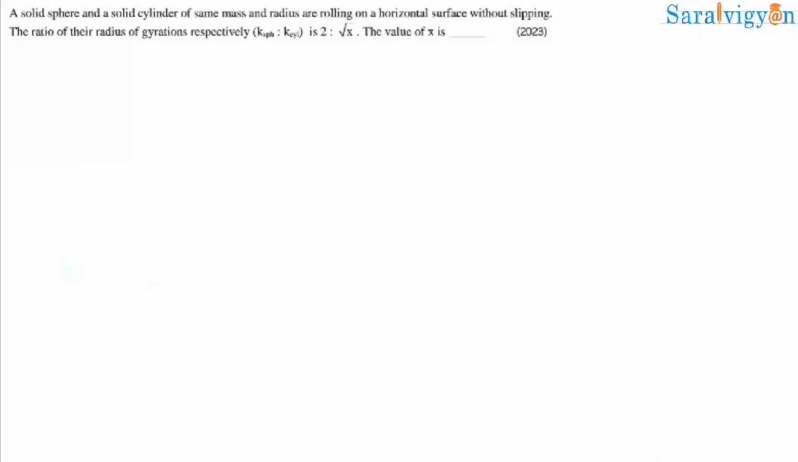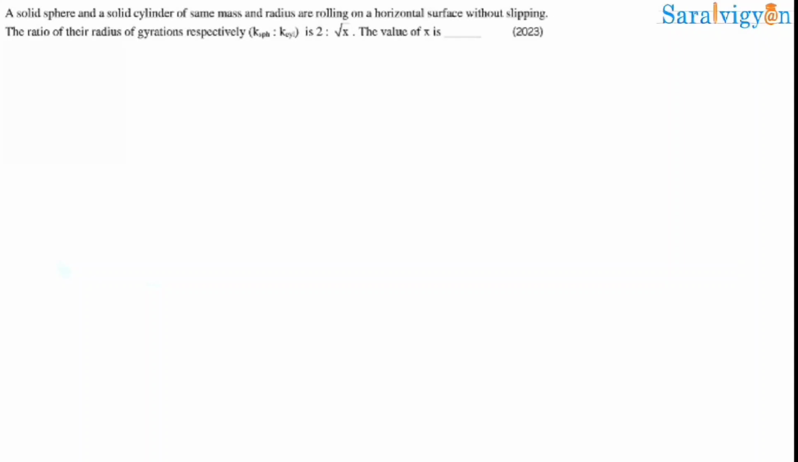A solid sphere and a solid cylinder of same mass and radius are rolling on a horizontal surface without slipping. The ratio of the radius of gyrations respectively, k sphere to k cylinder, is 2 is to root x. The value of x is? In this question, we can take both sphere and cylinder separately.